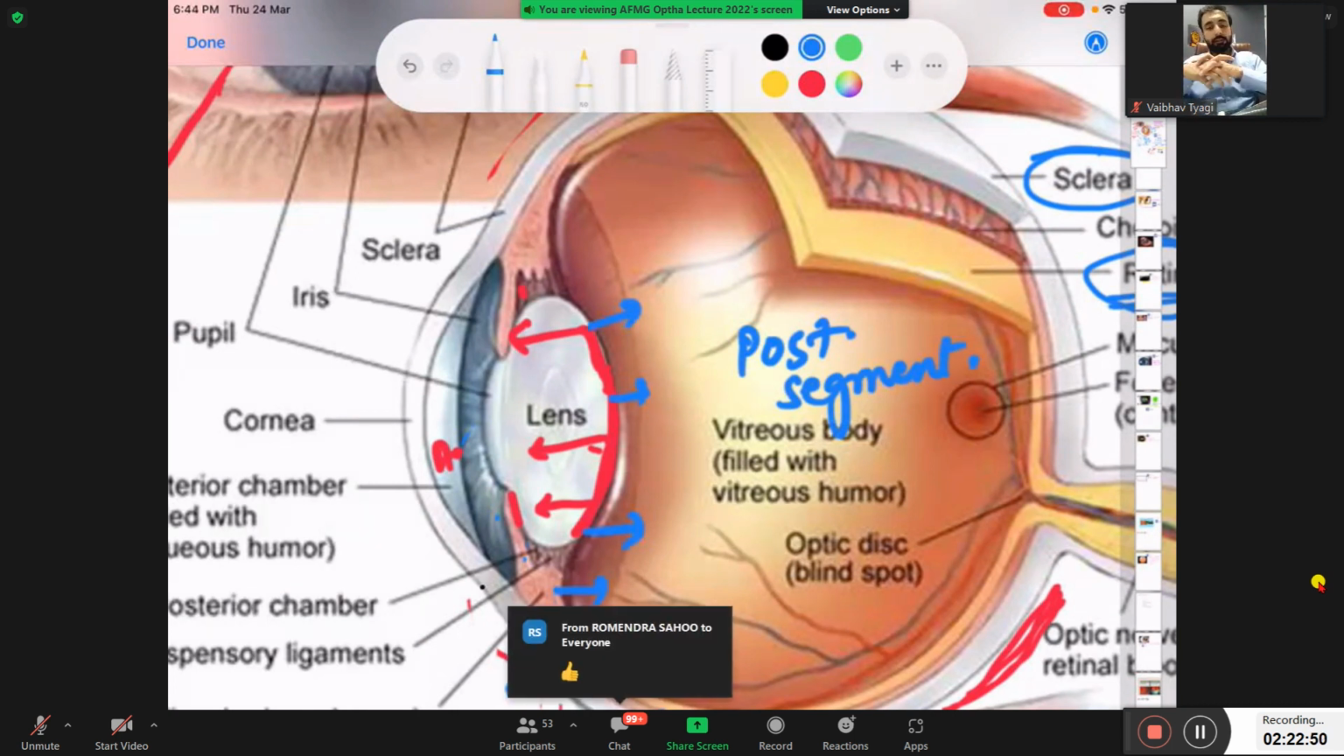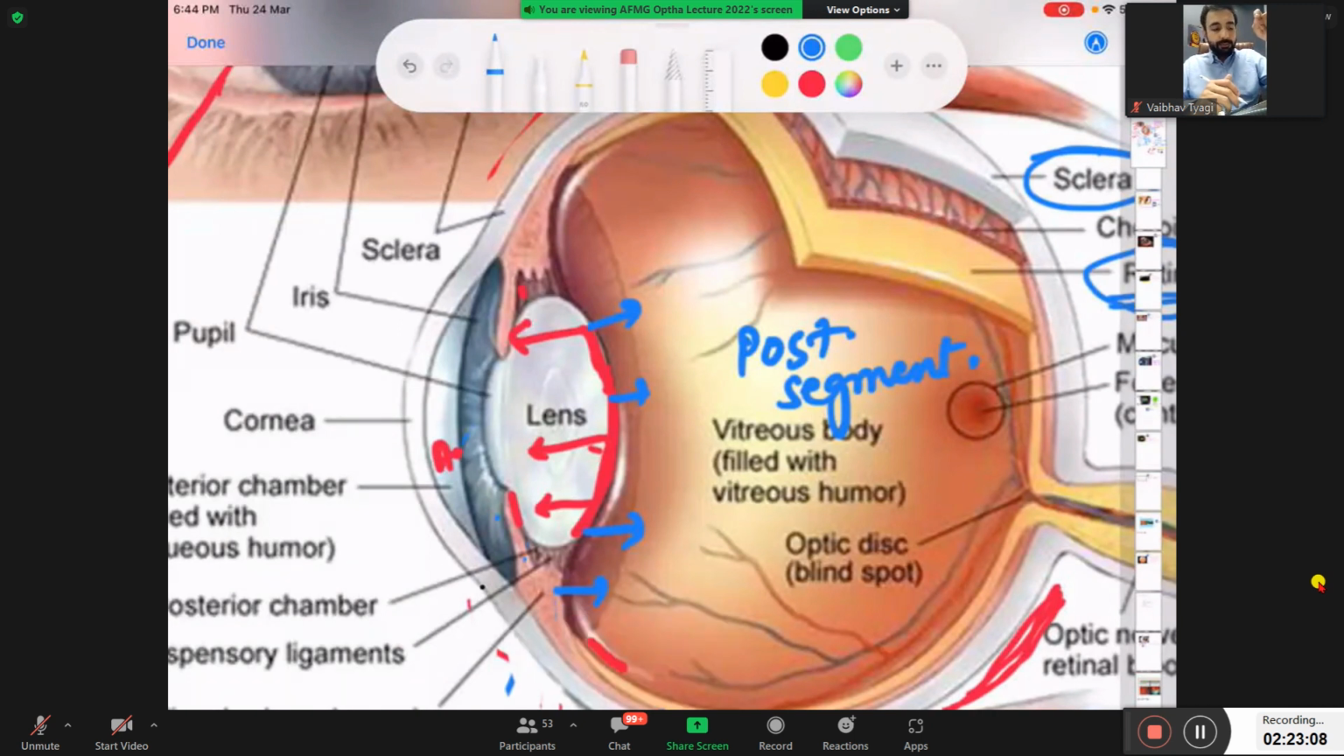Now my next question to you is, which liquid is present in the posterior segment of the eyeball? As seen in the picture also, it is the vitreous humor. So the posterior segment is filled with vitreous humor. And which liquid is present in the anterior segment of the eyeball? Aqueous humor. Clear?